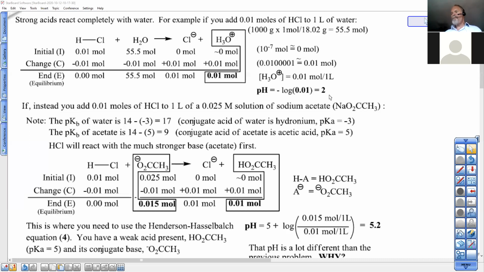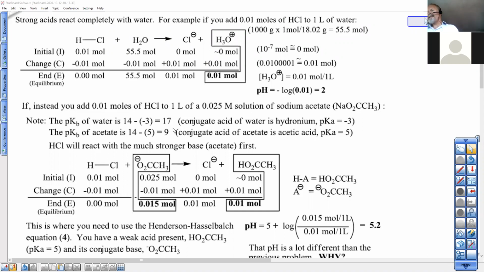So in an unbuffered solution, if you add acid, the pH goes down a lot. It went from 7 down to 2. In my next example, I have a buffer present. I'm adding 0.01 moles of HCl, same amount as the previous problem, to a 0.025 mole per liter solution of sodium acetate. It's not a buffer yet, but when I'm done, it will be a buffer.